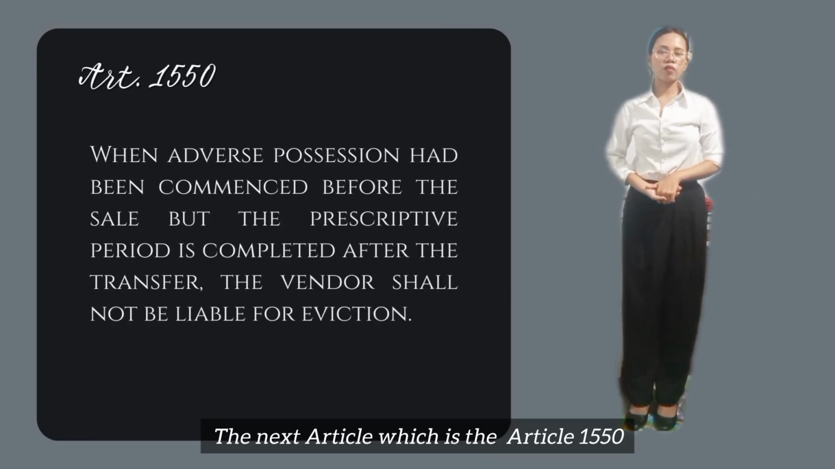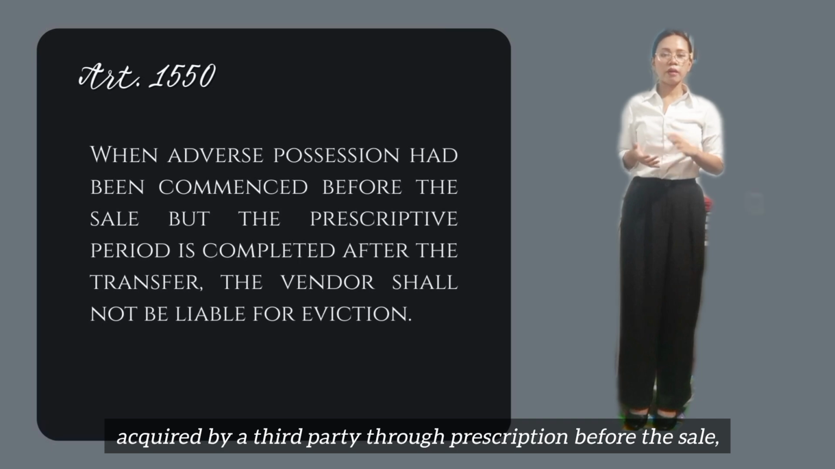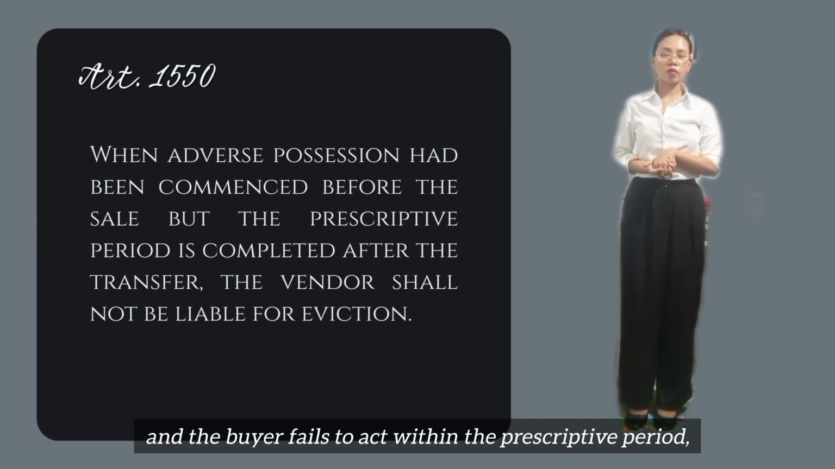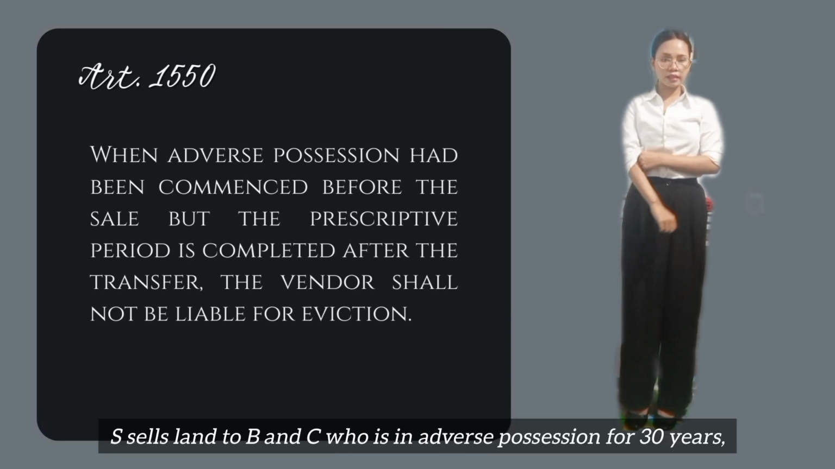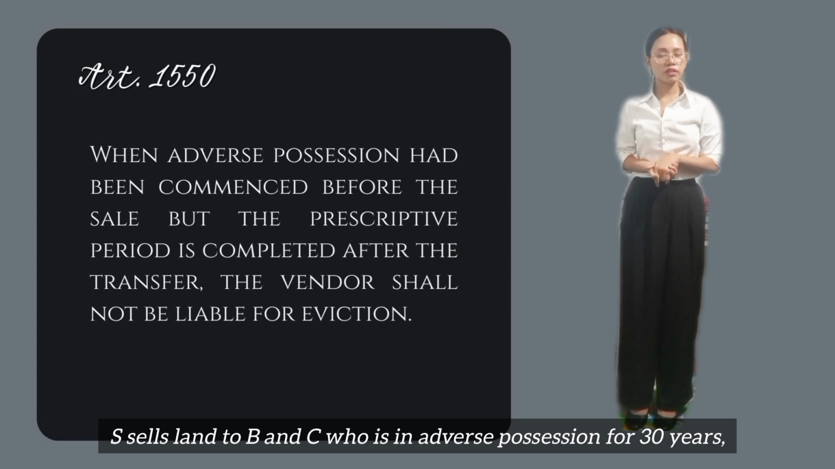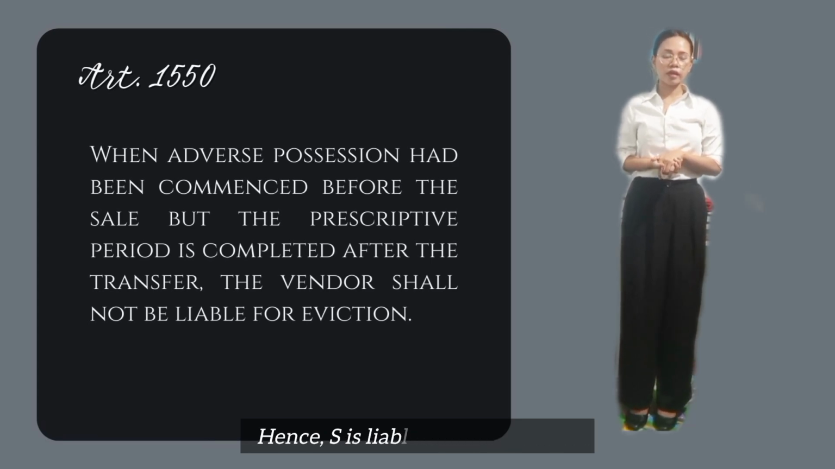The next article, which is Article 1550, means that if the property was already being acquired by a third party through prescription before the sale, and the buyer fails to act within the prescriptive period, the vendor is not liable. For example, S sells land to B, and then C, in adverse possession for 30 years, has acquired ownership by prescription. S is liable to B for eviction.